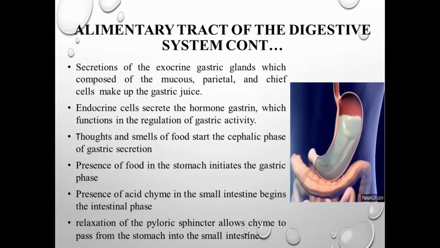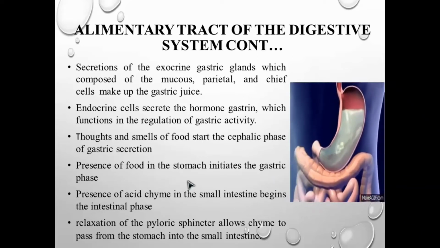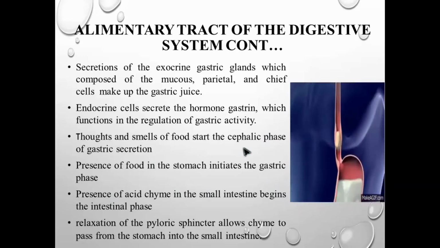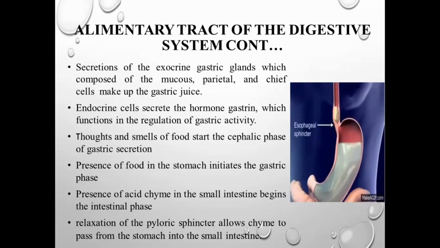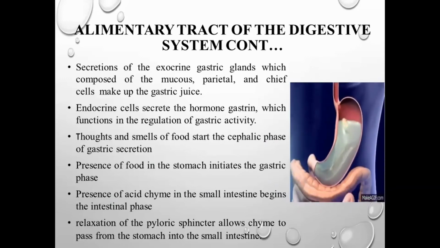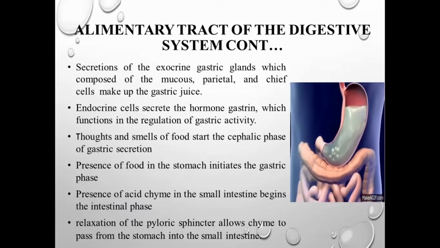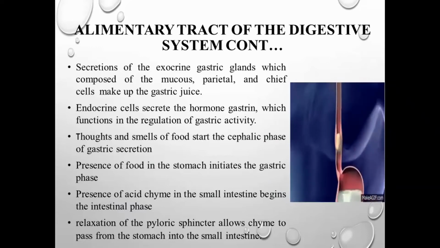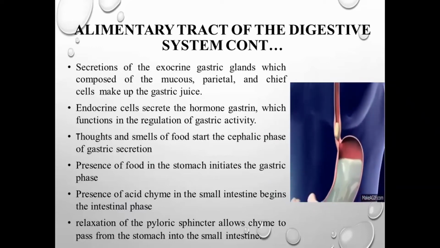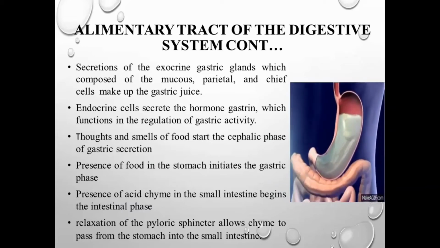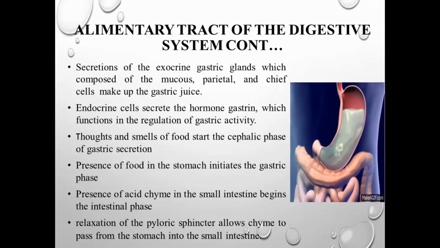Then the presence of food in the stomach initiates the gastric phase. What happens is, as soon as you take in the food and chew it, the food particles reach the stomach, where the gastric phase starts for the process of digestion. The food particles mix with the gastric juice, break down into smaller particles, and get digested by the enzymes in the stomach.